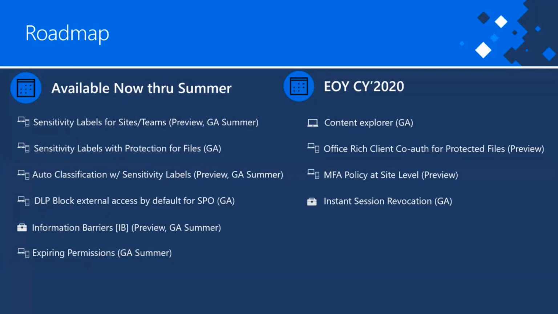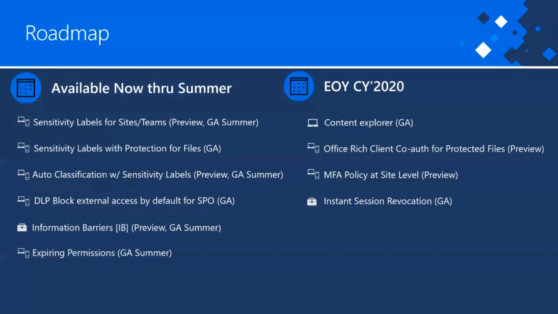And finally, expiring permissions for external access. I didn't get a chance to try it out and show it to you today, but we have this cool feature for when external users are invited to a SharePoint site or a file today, they get access until you go and revoke it, right?